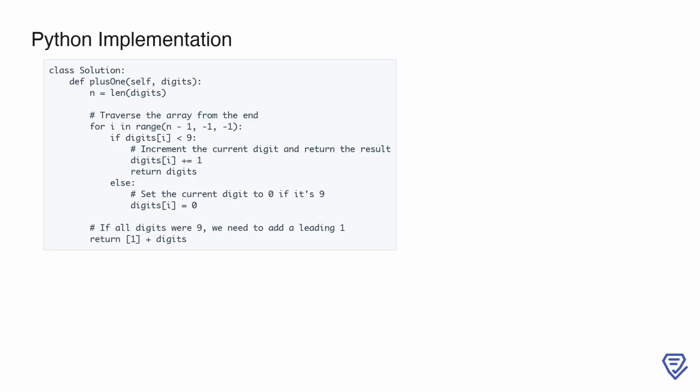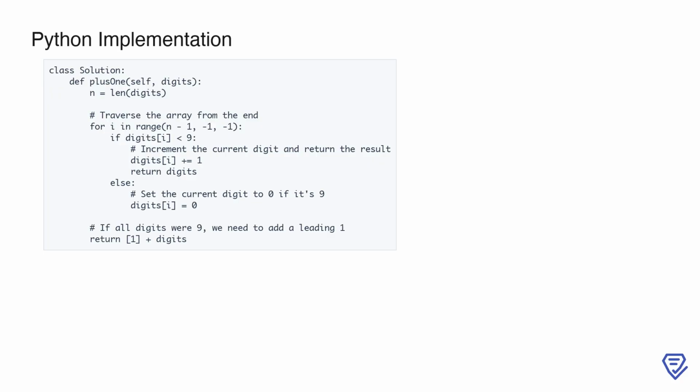6. If the loop completes without returning, i.e., all digits were 9, we need to handle the special case where the number was a series of 9s, e.g., 999. In such cases, the result is a new array with a leading 1 followed by all zeros, e.g., [1, 0, 0, 0]. This is achieved by returning [1] + digits.